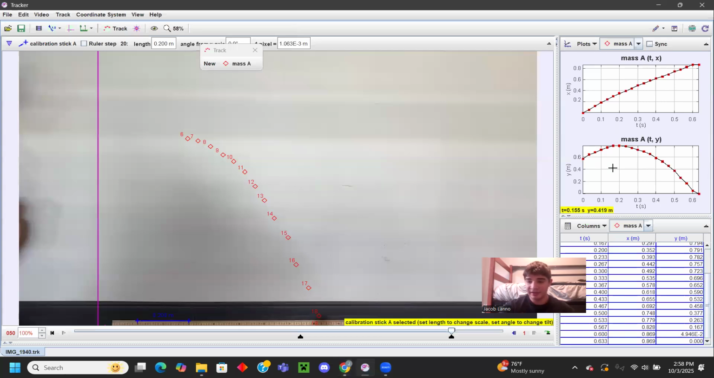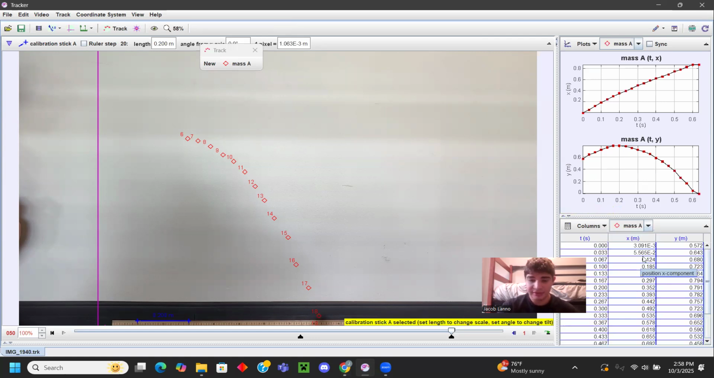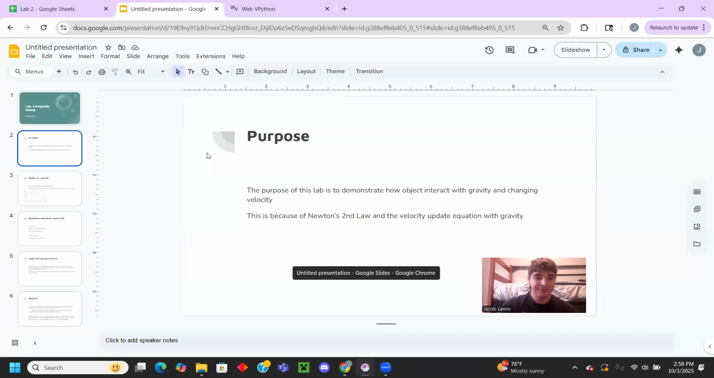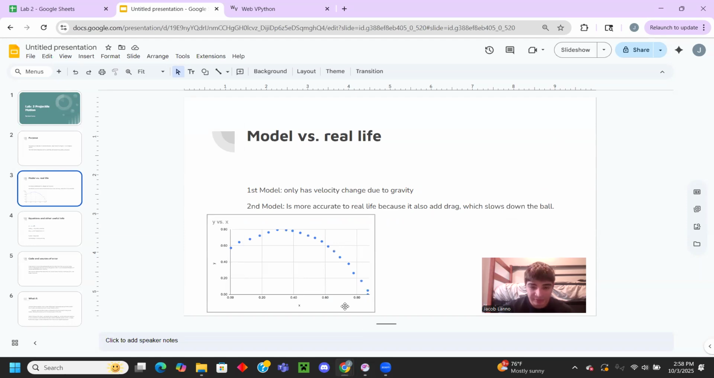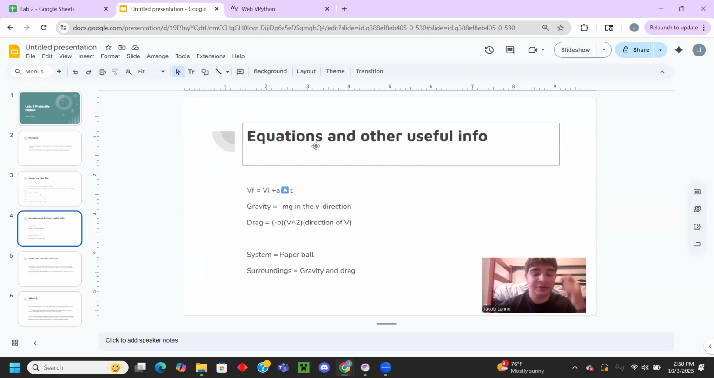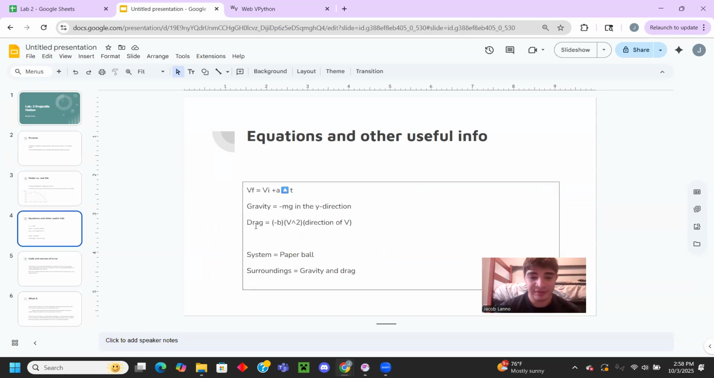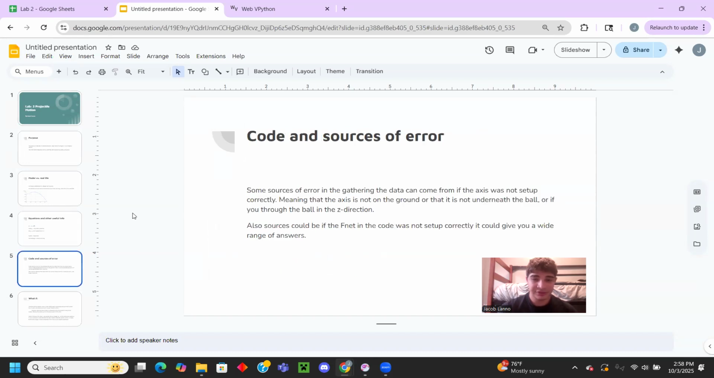And here we have the graphs of the physical and actual experiment, along with the XY positions in time. The model versus real life. The first model, which is made out of code, is talking about just the velocity change due to gravity. The second one is going to be more accurate because it talks about drag as well. This is the actual physical data of the experiment itself. So the second model will look more like this. Here are some helpful equations: the velocity update, gravity, drag, again, the system and the surroundings.